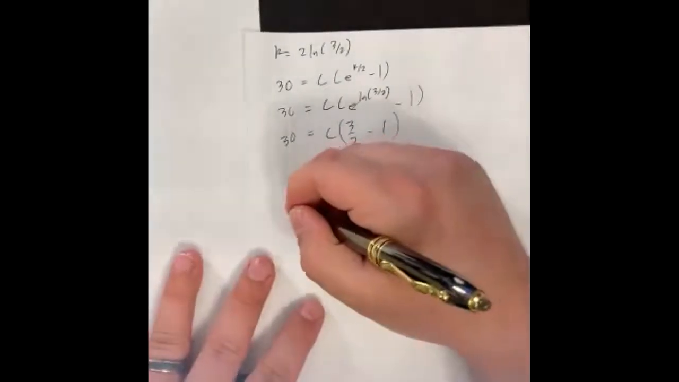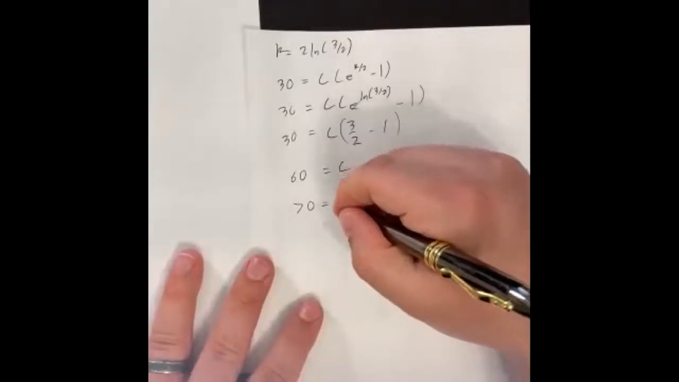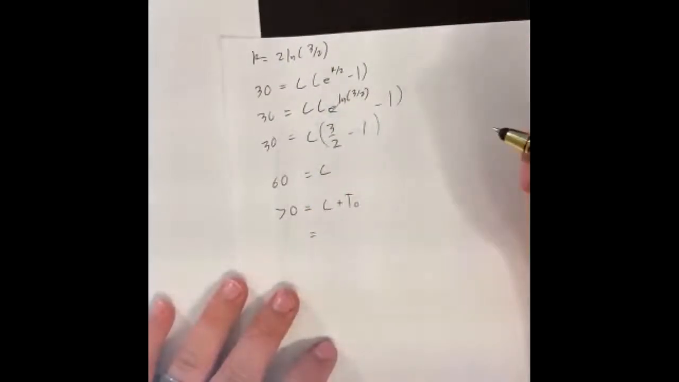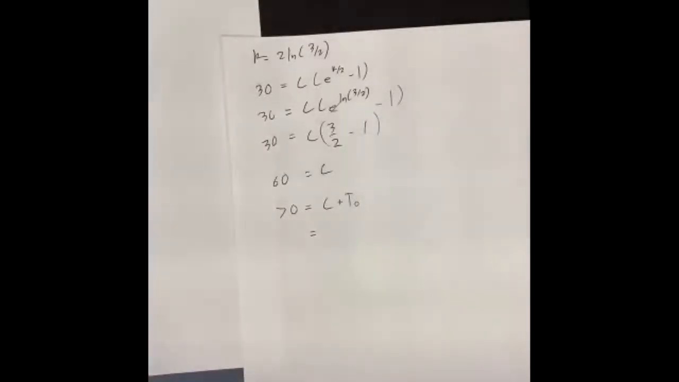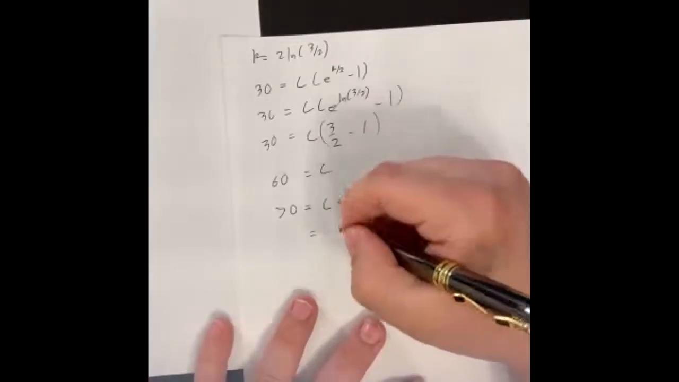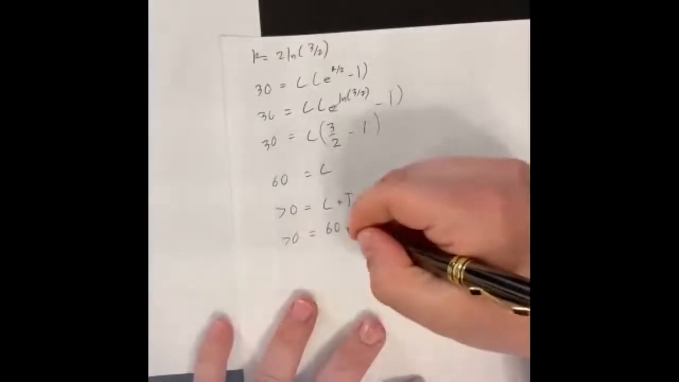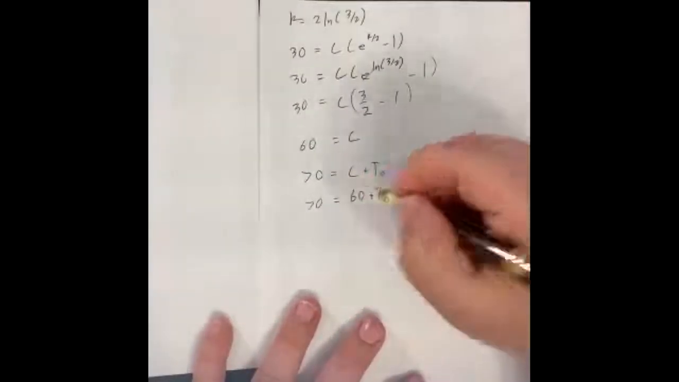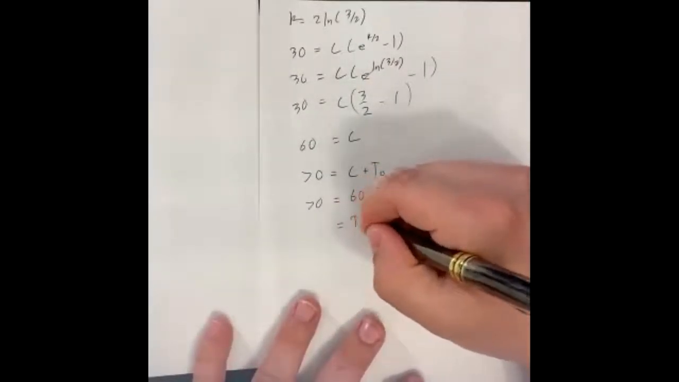And then my last piece of information, I know 70 equals c plus t0. So if c is 60, all right, well, that is not good. I made a large mistake somewhere. This would tell us that t0 is 10.